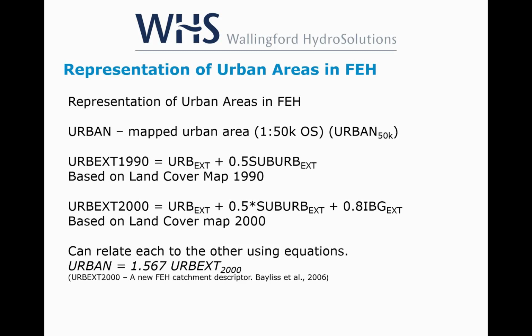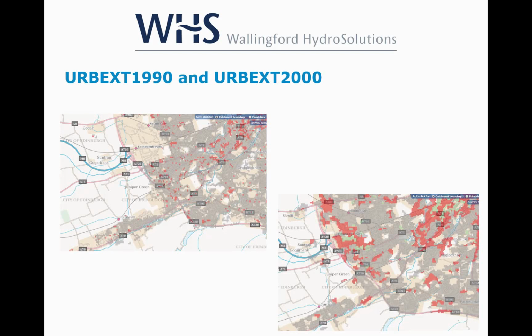We can, however, relate one to the other using some generalized equations. So here's one that relates the URBAN to the URBEXT 2000. There are some more equations similar to this that are presented in Bayliss from 2006. So here we can see in the FEH Web Service the representation of URBEXT 1990 and URBEXT 2000. So you can see how different they are. Now some of that will be related to how they're calculated, but also the background LCM data as well.